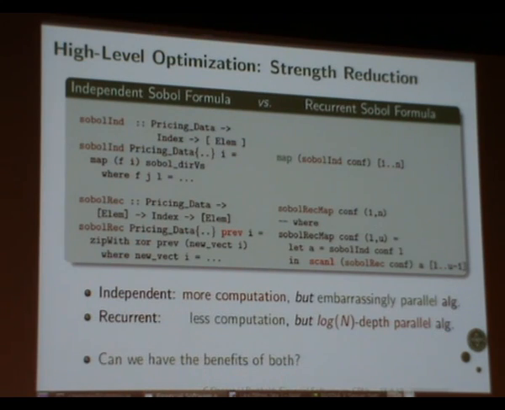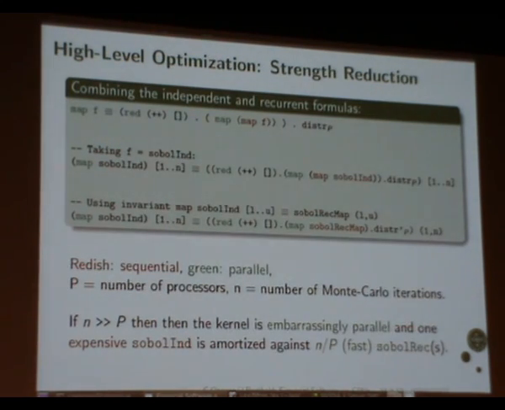So we'd like to know whether we can have the benefit of both, and certainly we can. If we have many more iterations than processors, then these are two semantically equivalent programs, and then replacing F here with Sobol independent would give this equivalence, and then we can replace the sequential computation of map with Sobol independent with Sobol recurrent. And now here we have the efficient version. Here basically we are amortizing the computation of one Sobol independent formula, which is expensive, with n-1 computations of the fast formula.